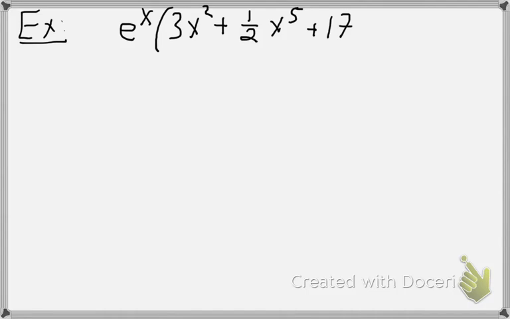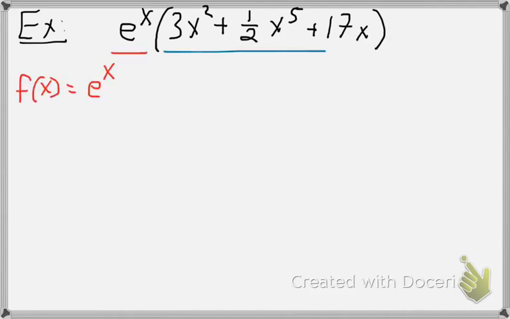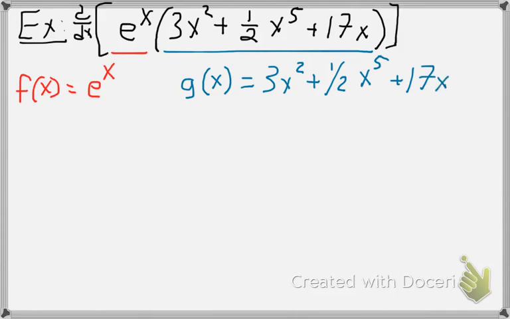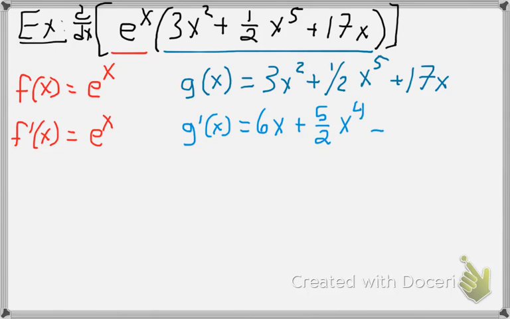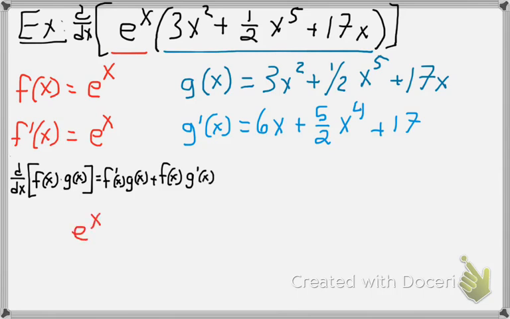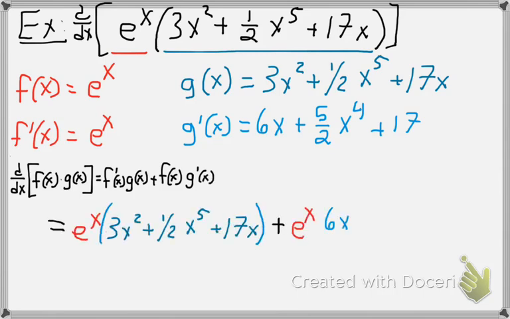Example number 2. In this example, our first function is given as e to the x, and our second function, g of x, is given as 3x squared plus 1/2 x to the fifth plus 17x. We can find their derivatives easily, knowing that the derivative of e to the x is simply e to the x, and the derivative of g of x is 6x plus 5/2 x to the fourth plus 17.